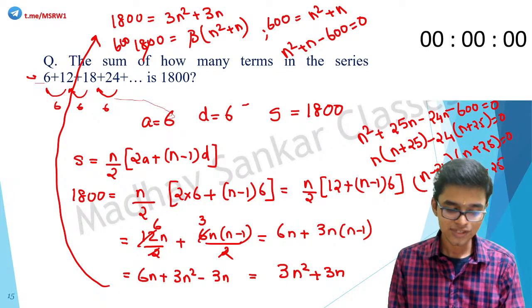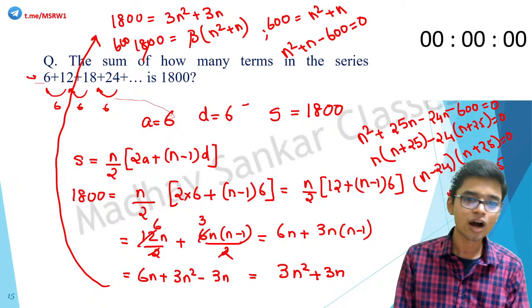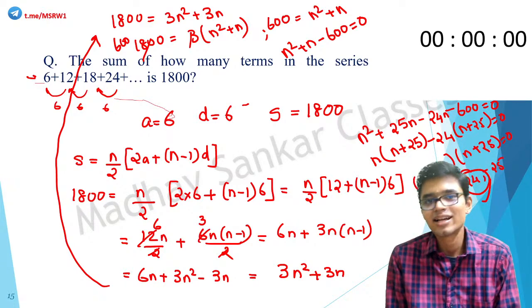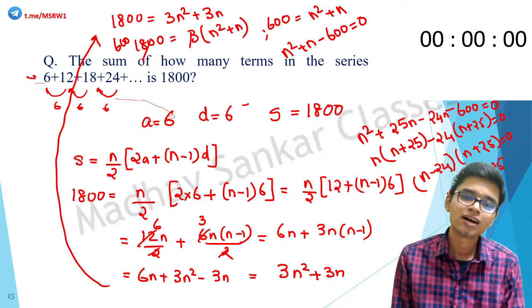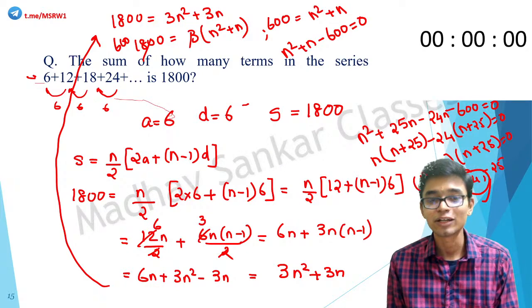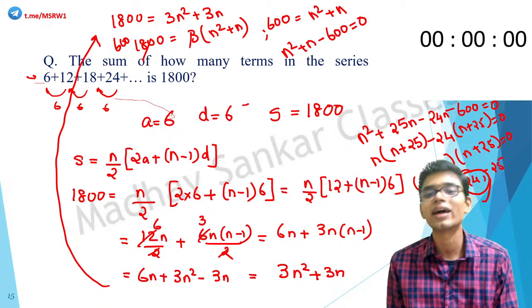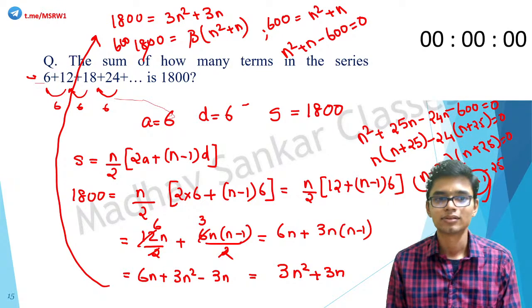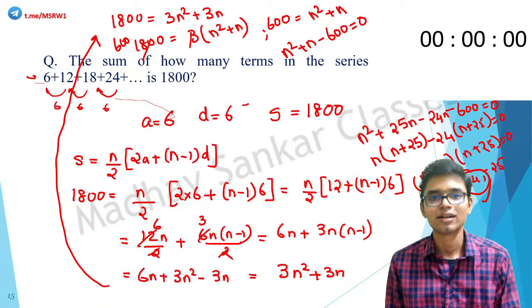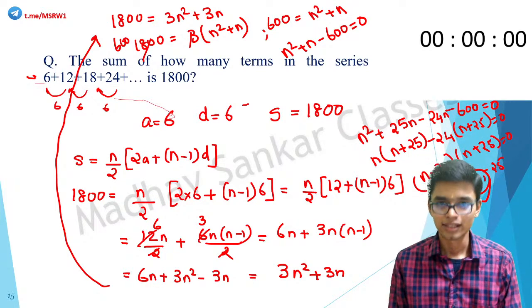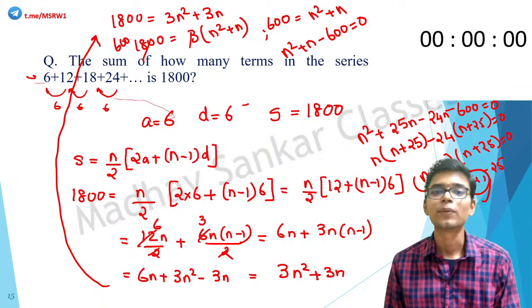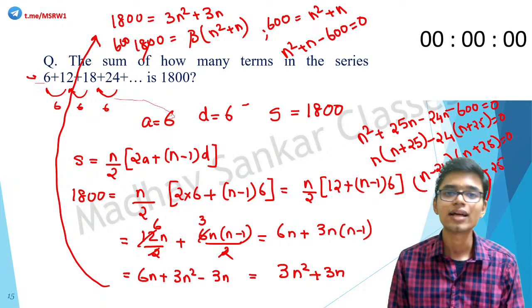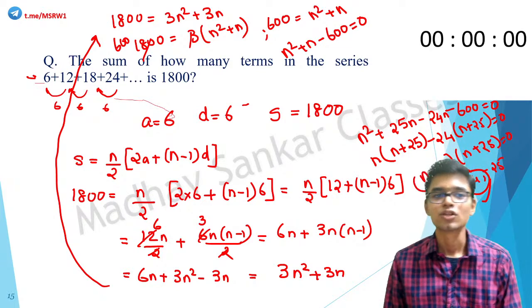Okay, slightly confusing, I know, but if you know how to factorize, that's all. Simply use the formula, find the value for n. But in order to find the value for n, you need to know how to factorize a quadratic equation. If you don't know that, just try to learn it. Here, the method is simply the product is minus 600 and the sum is plus 1.